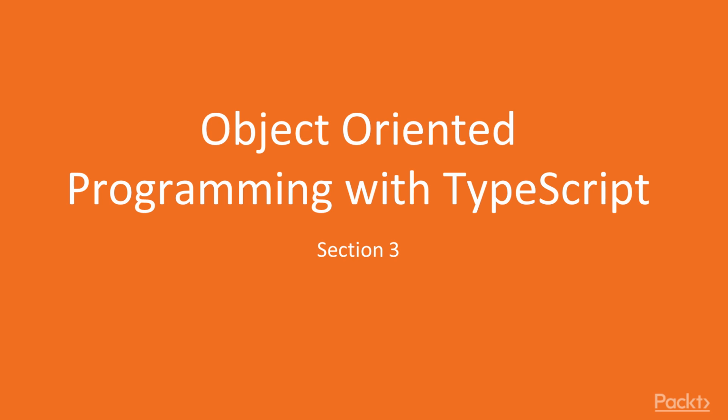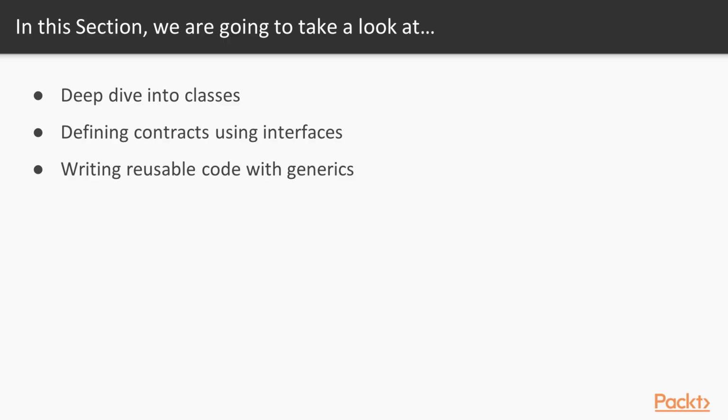Object-oriented programming with a bunch of examples. In the first video, we will cover classes. Following that, we will define contracts using interfaces. In the third video, as we did before with generic function, we will write reusable code with generics. And at the end of this section, we will organize code using namespaces and understand modules.